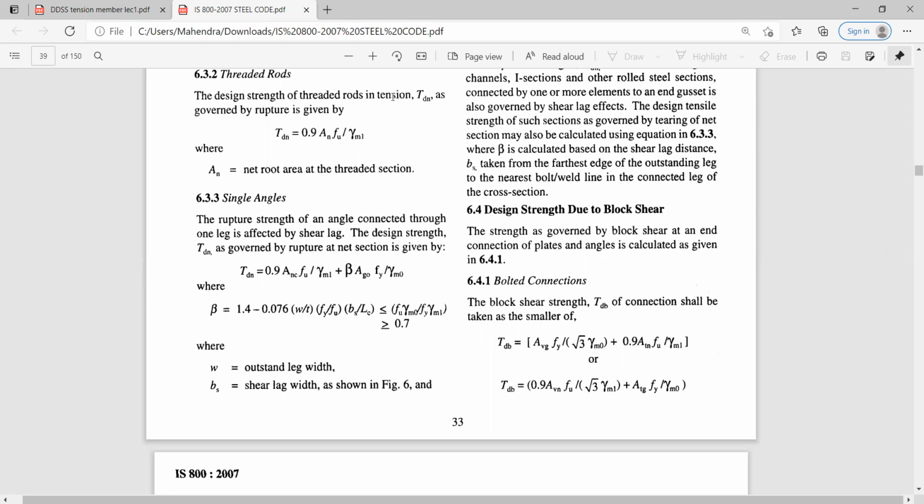Whichever of the two values is less, that formula and that value you have to consider for the next design. So from both these values, whichever is less, you have to consider for the design.